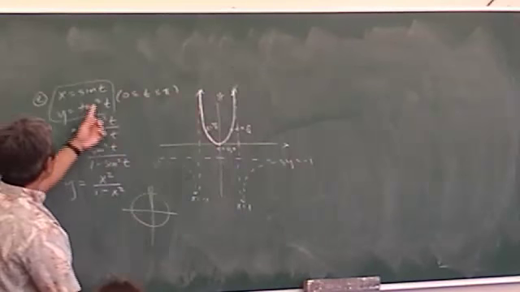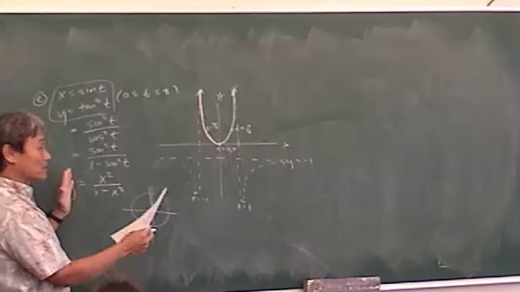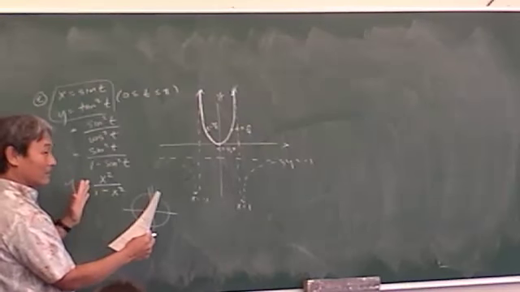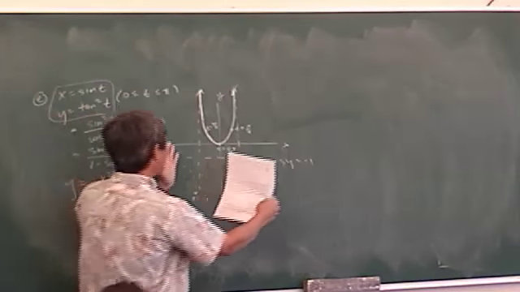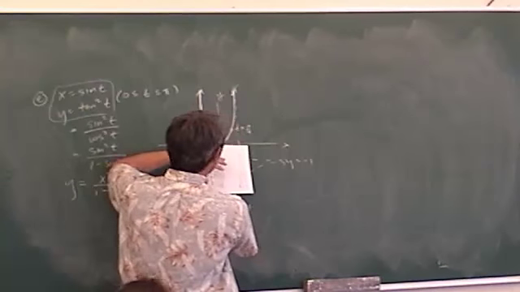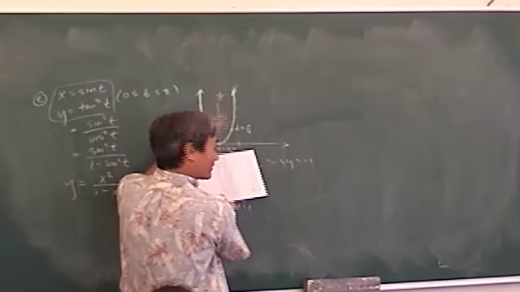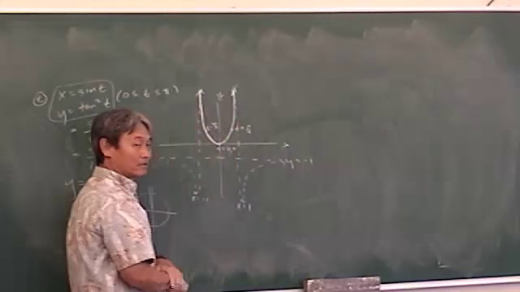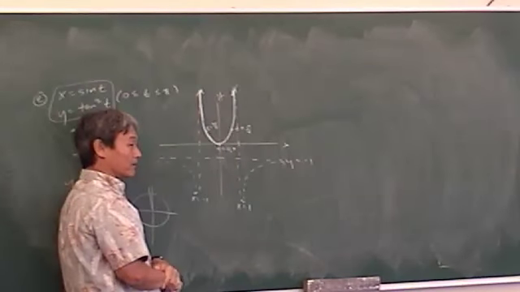But another reason is, look, x is sine. Isn't sine always between -1 and 1? So you know the x coordinate has to be between -1 and 1, and the y coordinate has to be greater than or equal to 0. So the graph cannot go over here. Although I'm sure some of you would put it there.